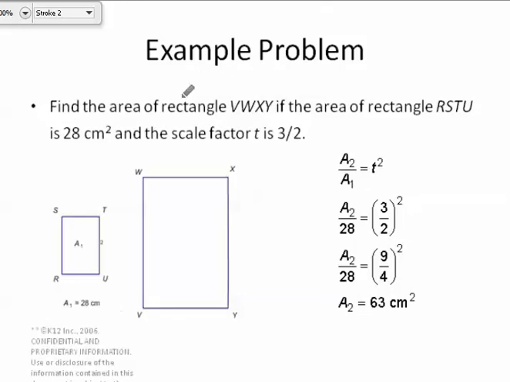Okay? So if we're looking at two rectangles, can we do the same thing? The scale factor is 3 to 2. Guess what? The area factor is going to be 3 to 2 squared. That's 9 over 4, right? After we square it, 9 over 4. And then when we do the means and extremes and solve it, we would get that the area is 63 centimeters squared. Ta-da.